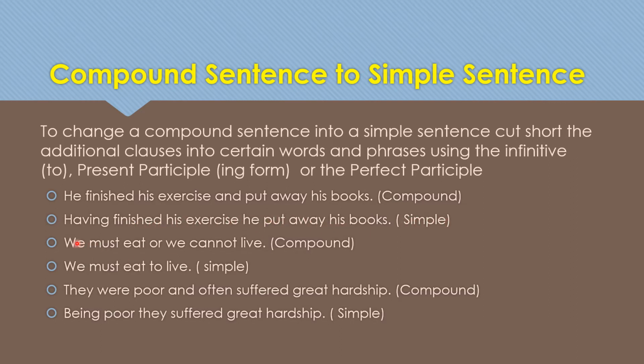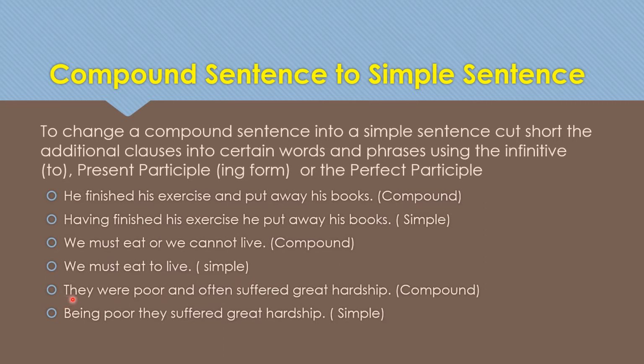Simple sentence. The second example: we must eat or we cannot live. This is also a compound sentence. See, two main clauses, we must eat, we cannot live, joined by or, the coordinating conjunction. Therefore, it is a compound sentence. We have to make it simple. So you use the infinitive, to. So you make it to live. We must eat to live.